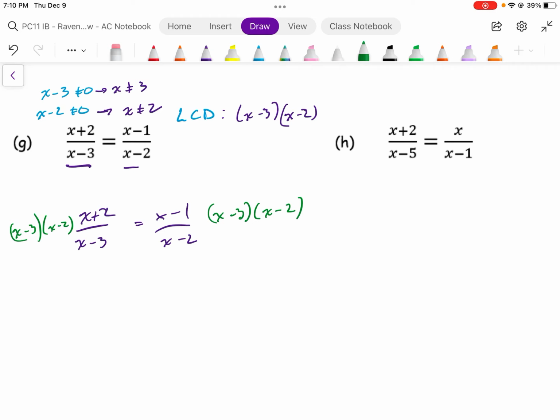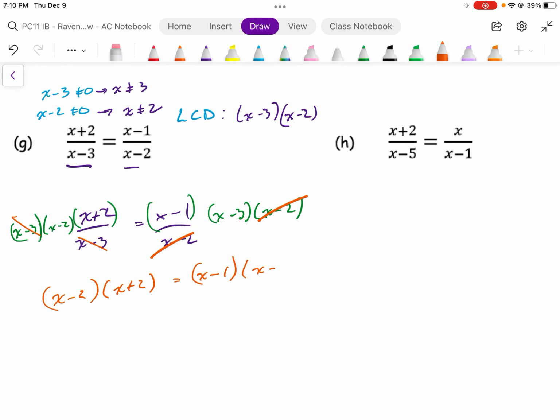Now, this looks crazy. We have a whole bunch of factors of x being multiplied, and it doesn't look good. But now, take a look. We have a factor of x minus 3 that cancel each other out. And on the right-hand side, we have a factor of x minus 2 that cancel each other out. So really, what I'm left with is x minus 2 times x plus 2, and this is equal to x minus 1, x minus 3. Wouldn't you know it? We have a quadratic equation.